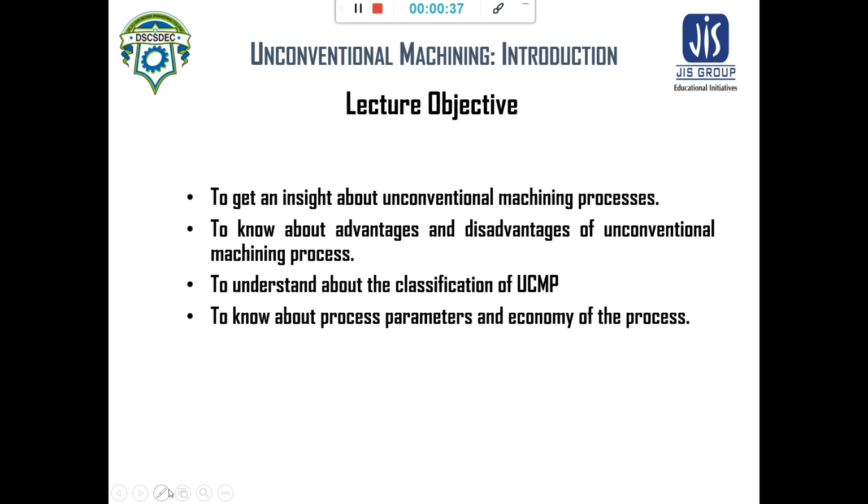Here in this lecture, the lecture objective is to get an insight about the unconventional machining processes. So we will know about these unconventional machining processes, and we will know about the advantages and disadvantages of these unconventional machining processes. We will know about the classification of the unconventional machining processes, and we will know about the process parameters and economy of the processes. So that is what we will be dealing with in this lecture.